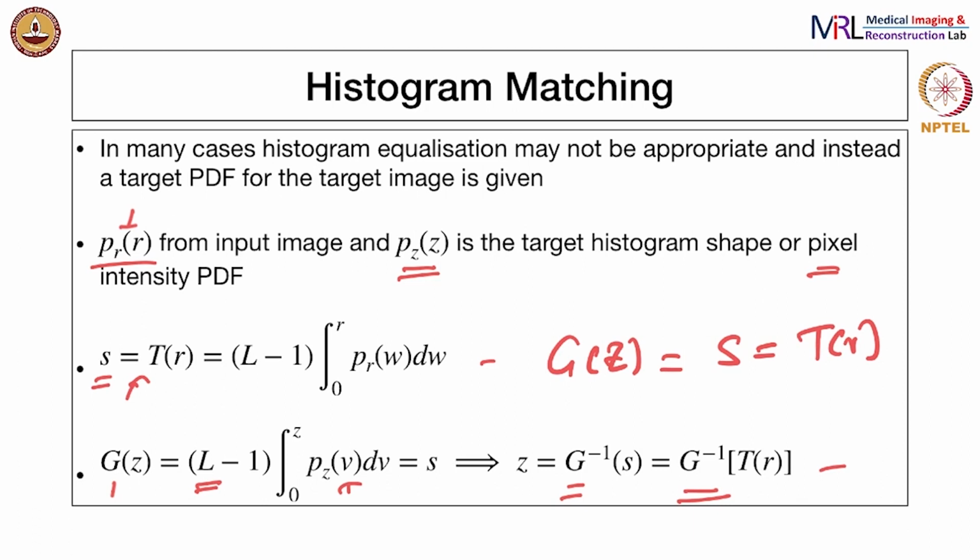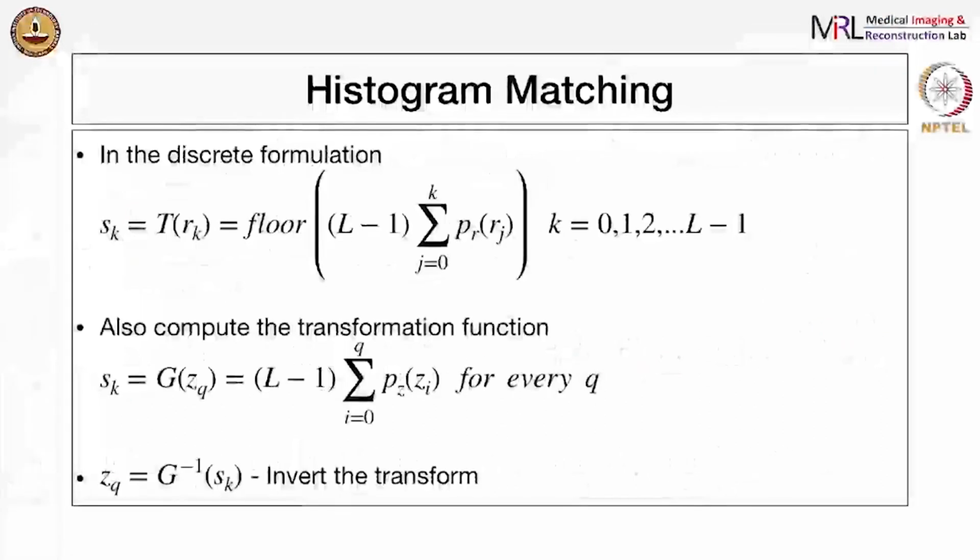So when you say discrete form, it means that you work with the histograms of the image, empirically determined histograms of the images and the target histogram, right? That's what we have. So how do we do?